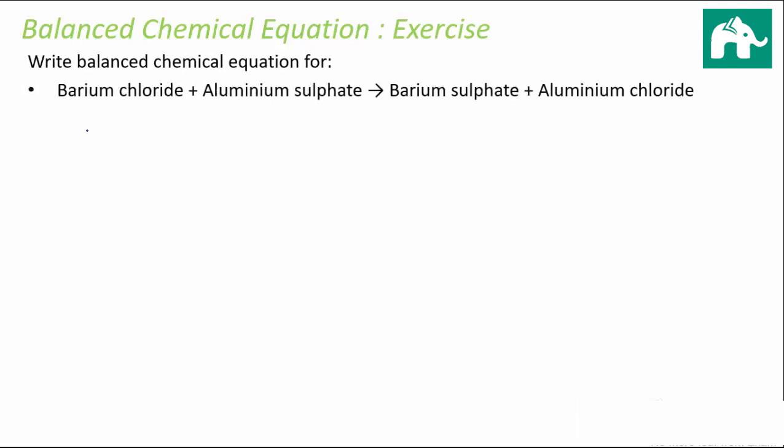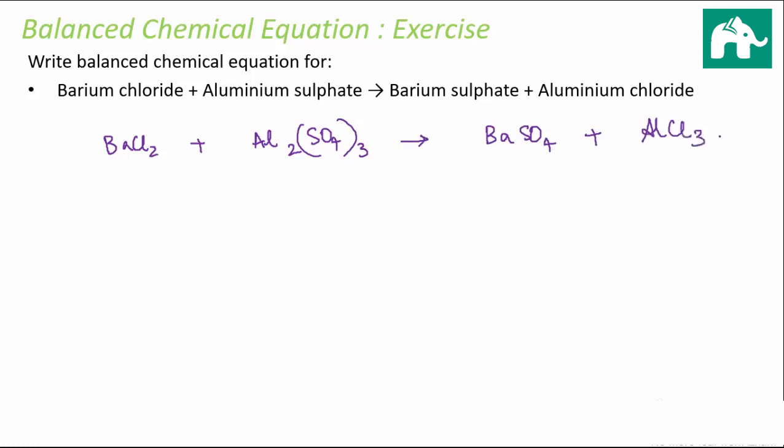It says barium chloride plus aluminium sulfate gives barium sulfate plus aluminium chloride. So let's try to write it. Barium chloride is BaCl2 plus aluminium sulfate is Al2(SO4)3. This gives barium sulfate, which is BaSO4, plus aluminium chloride, which is AlCl3. Now, what are the elements or species which are part of these equations?